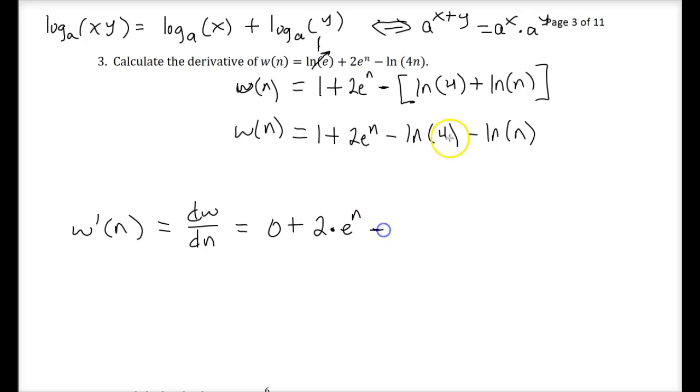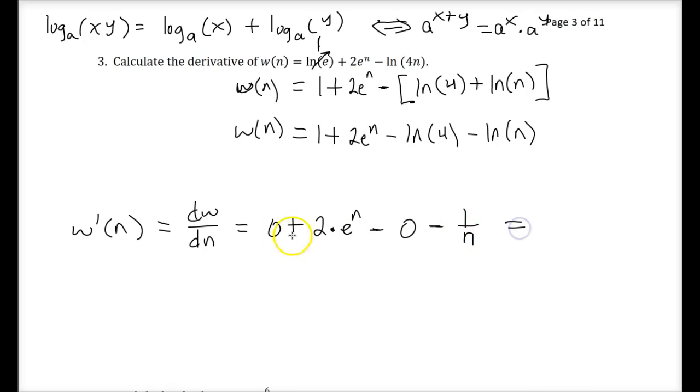From there, minus, we know the derivative of natural log of 4 is going to be 0, because natural log of 4 is just a number. If you type that into your calculator, you'll see that you actually get a number. Please do not make the mistake of saying that the derivative of this is 1 over 4, because that's not correct. We only do that when we have natural log of some variable, like in our last step here. So natural log of n, the derivative of that is just 1 over n.